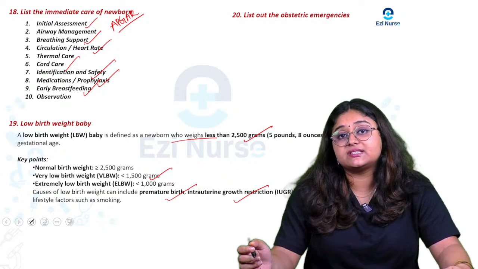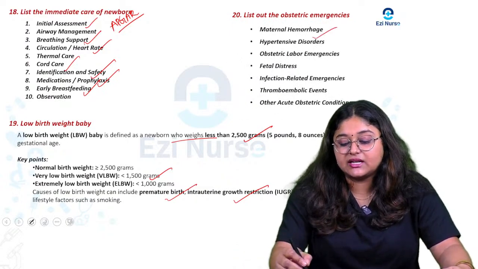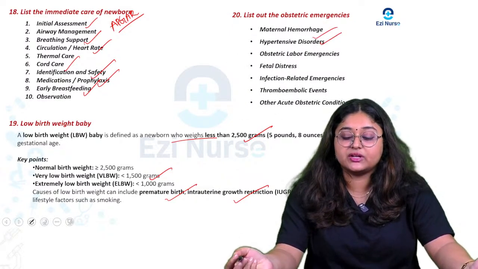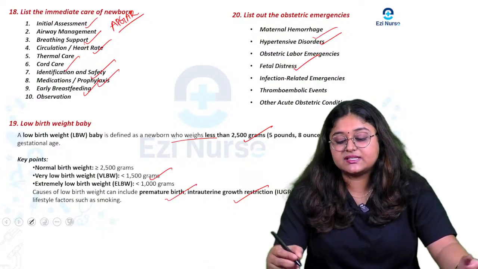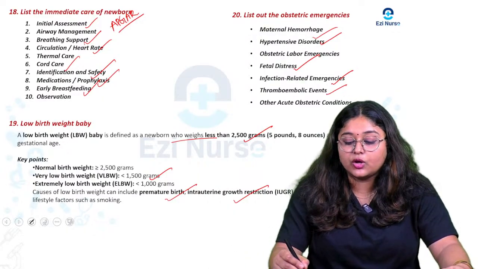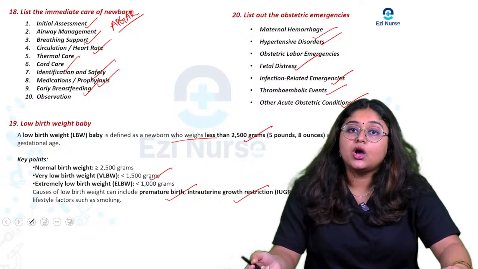Now come to the list of obstetric emergencies, like maternal hemorrhage, hypertensive disorder, obstetric labor emergency, fetal distress, infection related emergency, thromboembolic events, as well as other acute obstetric conditions. Now I'll give you some more important questions.